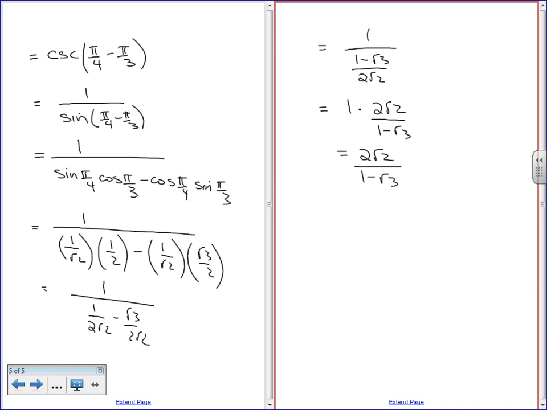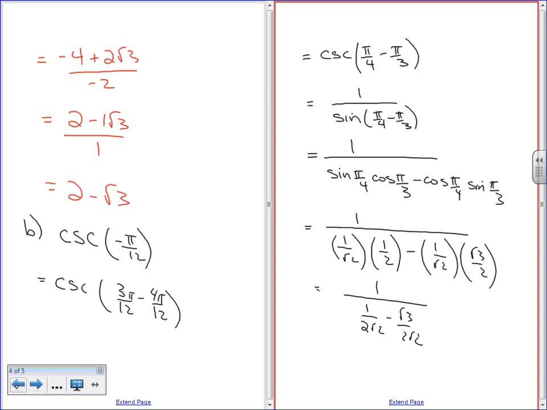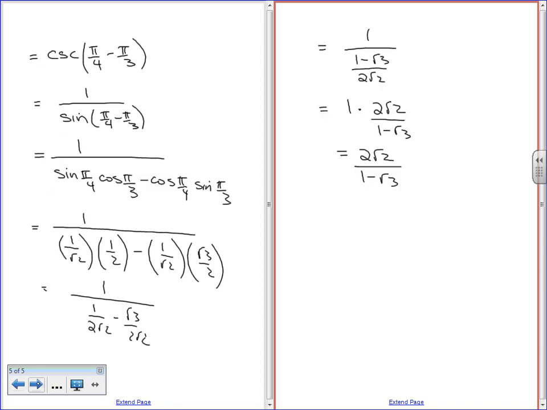And again, to check it on your calculator, depending on how your calculator works, it's probably a good idea to try it before the test. You can put in 1 over the sine of negative pi over 12, write down that decimal answer, and then figure out what this decimal answer is and make sure they match.